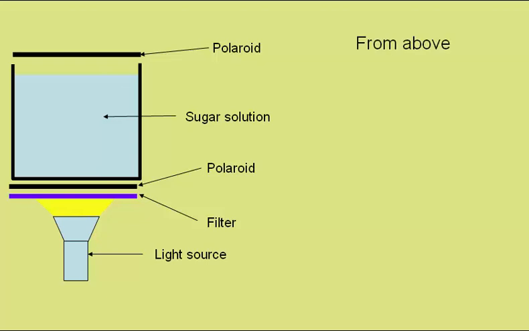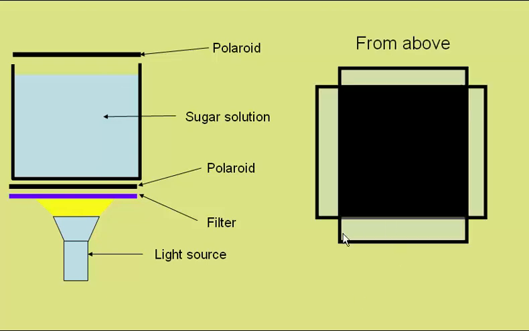From above we'd see something like this, with this being the top piece of Polaroid and this being the bottom piece of Polaroid. At the moment where they're crossed, no light passes through. This would be with water in place of the sugar solution.